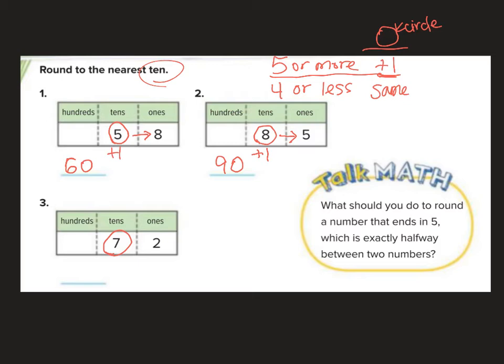Circle the digit in the tens place. Look at the digit to the right, it is a 2. That means it stays the same. So we're going to round down to 70.